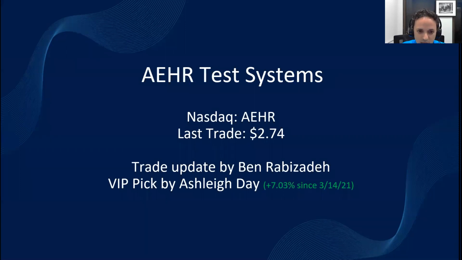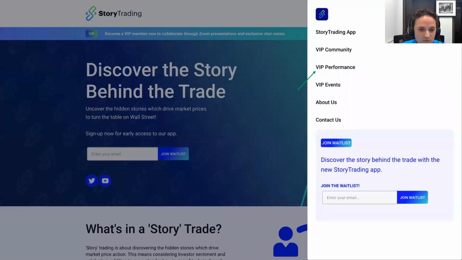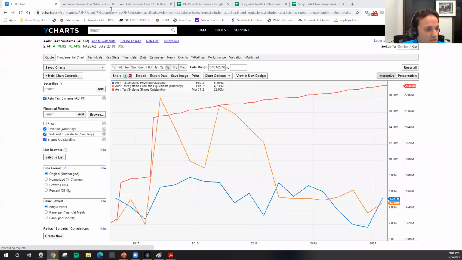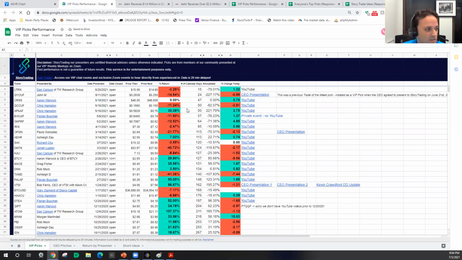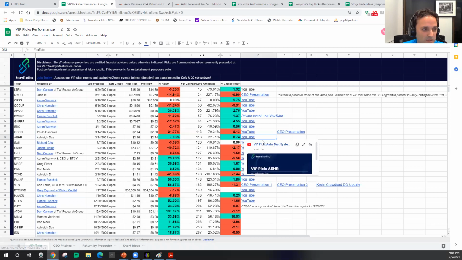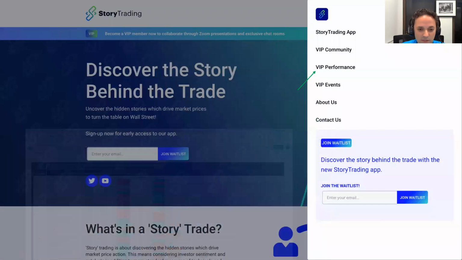Again, I'll do a trade update. Ashleigh on his pick is up 7% since March 14th. And I just want to remind everyone, if you go to StoryTrading.com, click on VIP Performance up in the menu bar, you will see the spreadsheet of VIP picks, but you're also going to see in this column the YouTube links. So if you want to see Ashleigh's presentation, you just look for AEHR right there, and you can click on that YouTube. You can always just go to the Story Trading YouTube channel as well, but just wanted to point that out to everyone.